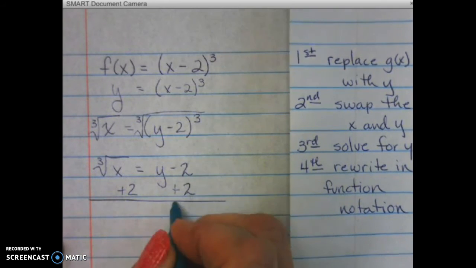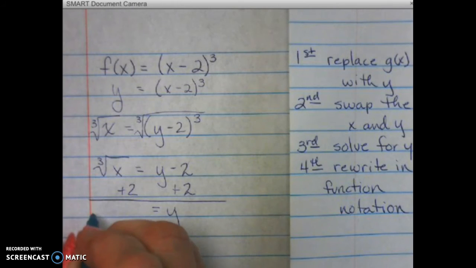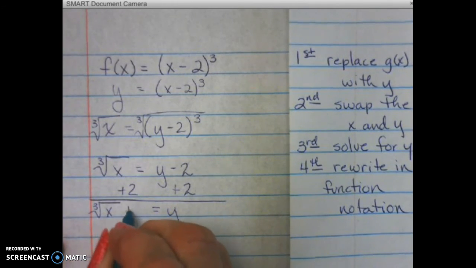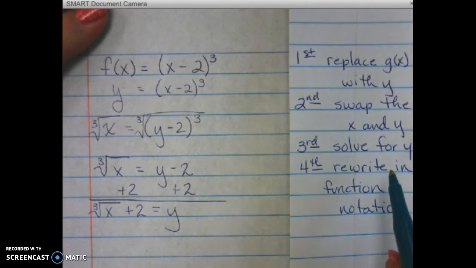In this case, my 2's will cancel, and I get y equals the cubed root of x, and then the plus 2 is outside the radical. Please make certain that you keep it outside the radical. You don't want to slide it inside. Well, now I've solved for y.